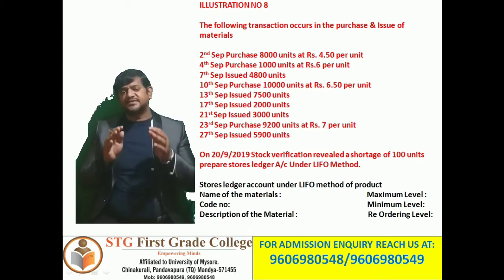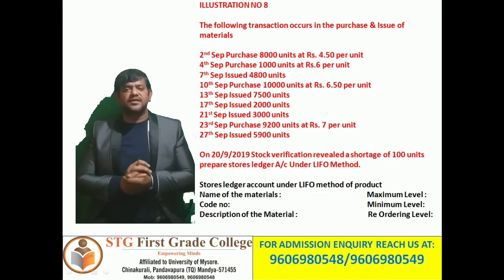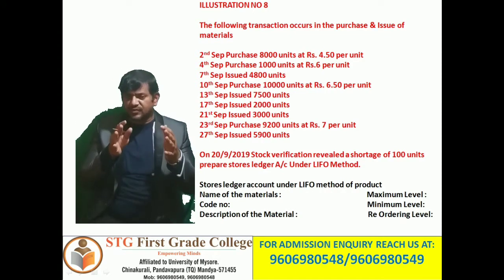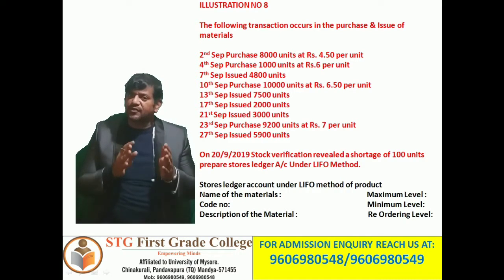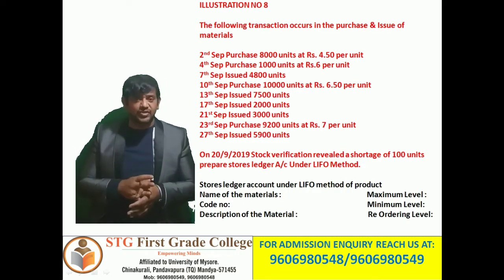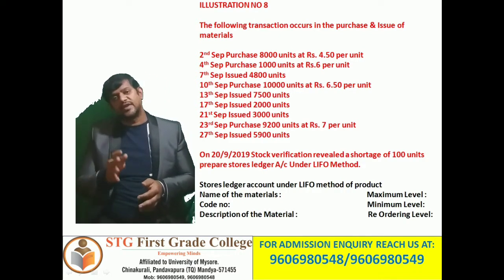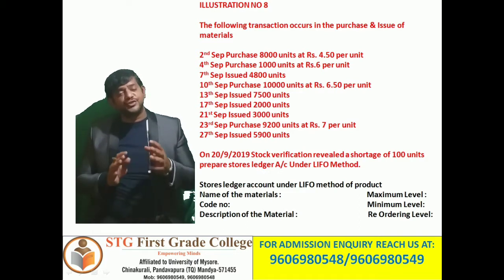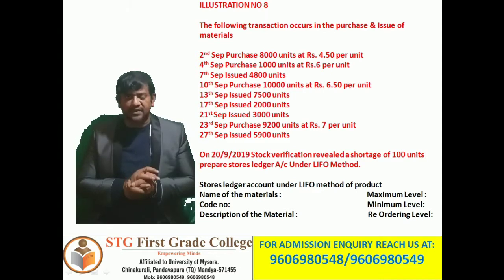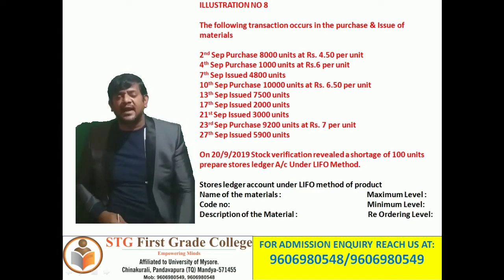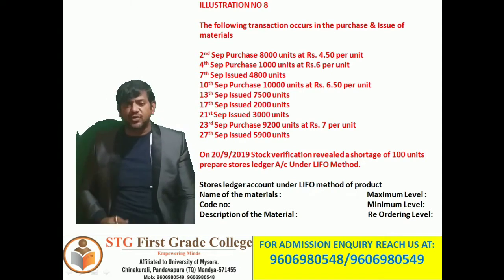See, this is a simple problem. There are only purchases and issues given. All the purchases we are going to enter in the receipts column. All the issues we are going to enter under the issues column. So the balance will be reflected in the balance column. Clear? There is no item returned to stores and all.